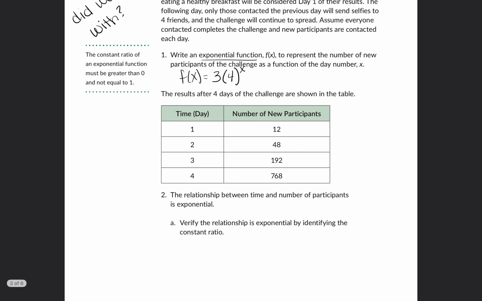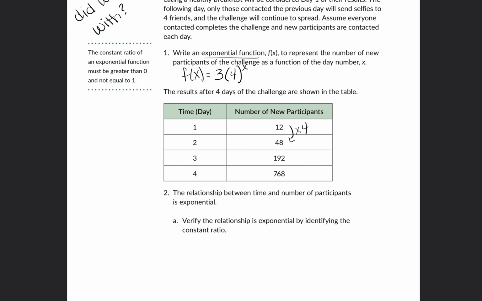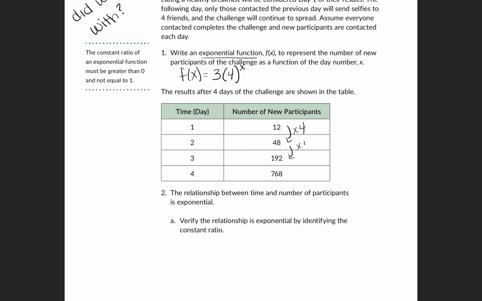And that's going to show it here on the table, because 12 times 4 is going to be 48, and that works. Now, is 48 times 4 going to equal 192? Good so far. And then does 192 times 4 equal 768? It sure does. And so that's how you know it works.